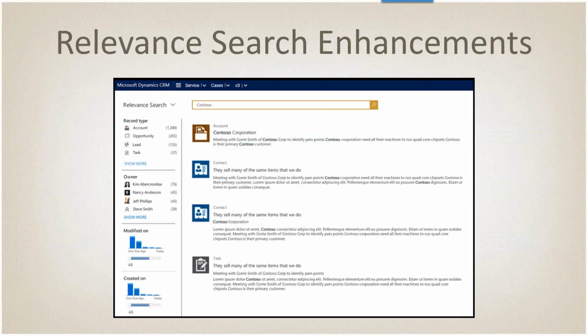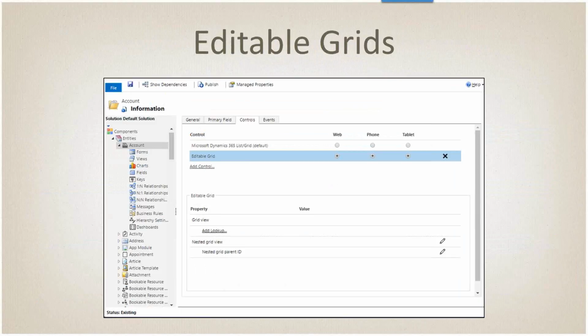Relevant search has been enhanced. The stuff on the left-hand side is what they call faceted filtering. We can change our result set to show only specific things if we want. If you have thousands or tens of thousands or hundreds or millions of records, sometimes it's hard to find things. This allows you to squeeze things down to show only certain things. That's going to be really good.